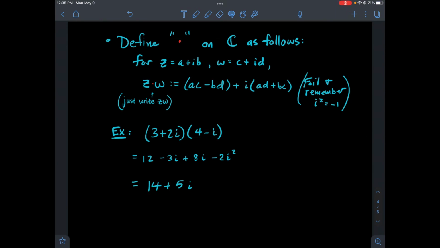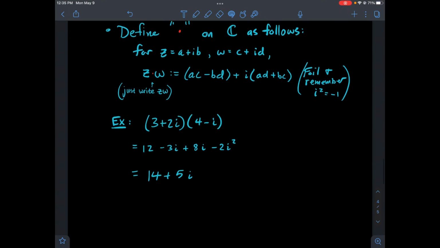So I get 14 as my real part of this number. So 14 is the real part, and then when I do minus 3i plus 8i, of course you get 5i. All right, so again, I just FOILed, and then remember the rule that i squared is -1.